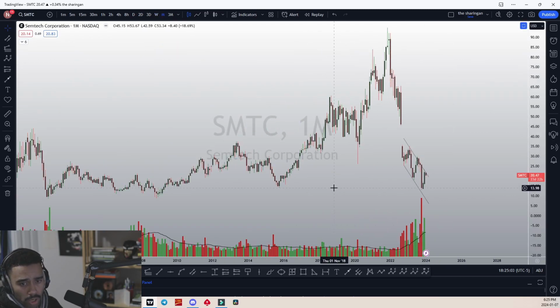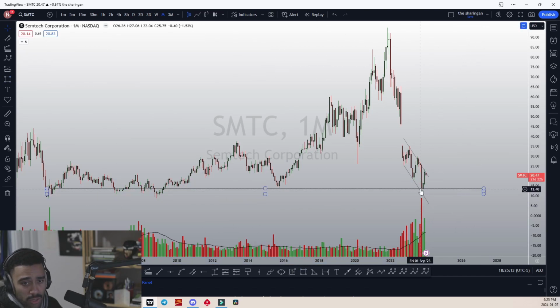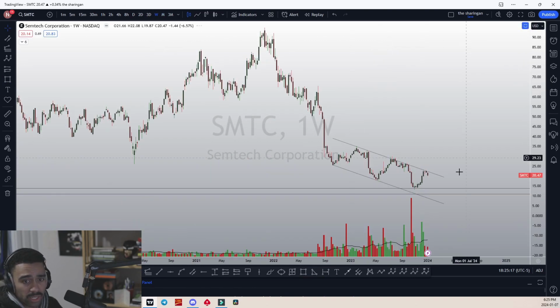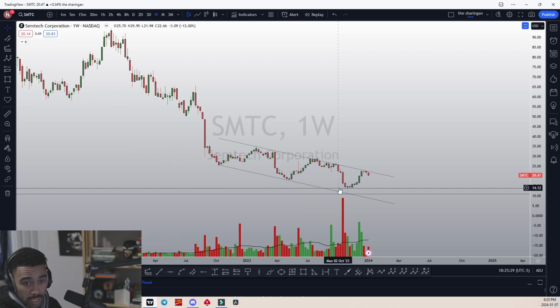I would mark out this zone. Okay, so we've played in this zone since 2002. It's a major area. If the stock for whatever reason wants to come back into this zone, it revisited once. Let's say we zoom into the weekly time frame and this price action wants to bring us back down into this range, maybe for a potential double bottom. I would be looking at it as a buying opportunity.